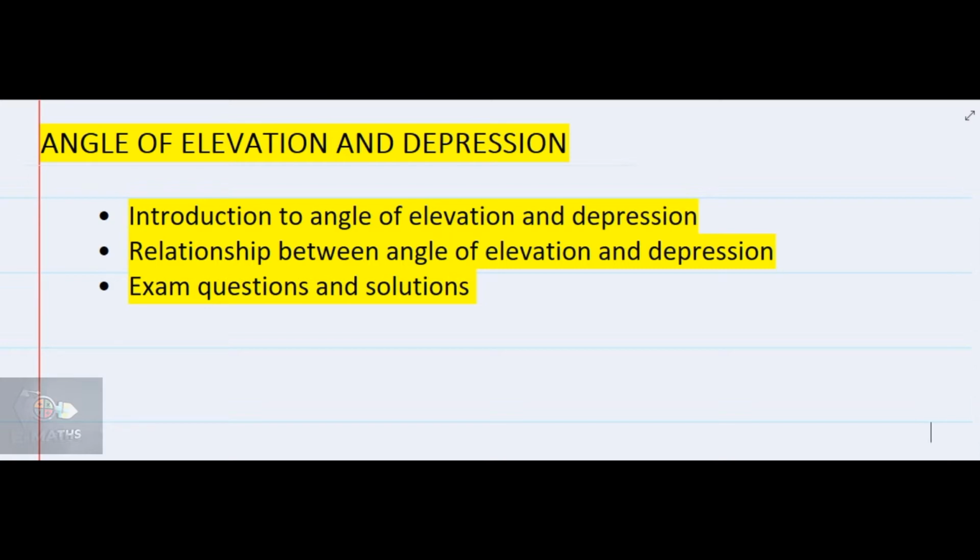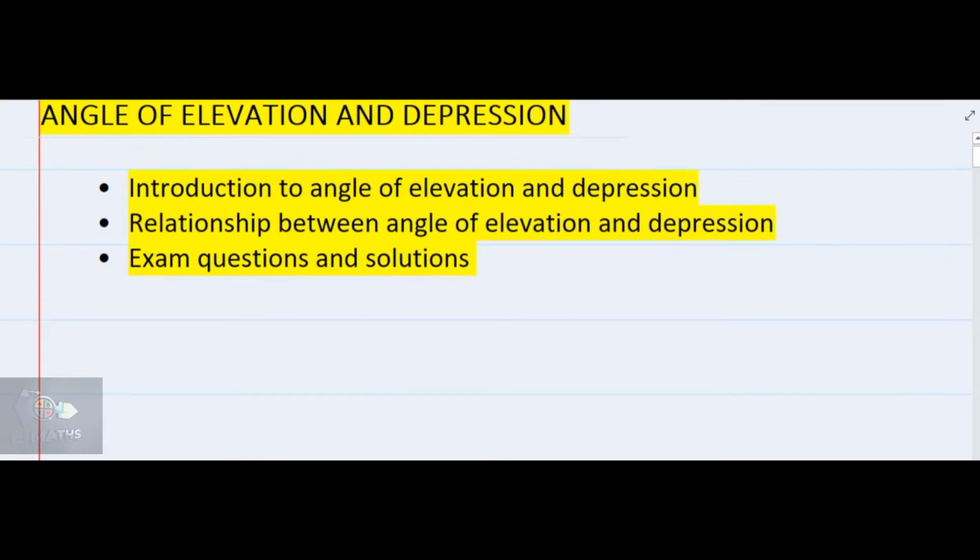Today we'll be looking at angle of elevation and depression. First we'll learn what they mean, the introduction to angle of elevation and depression. Then the relationship between angle of elevation and depression, and finally we'll solve questions. So let's start.